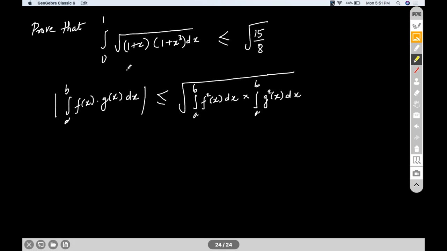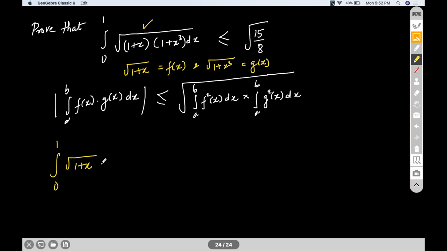Okay, so here you can treat under root of 1 plus x as your f of x, and under root of 1 plus x cube as your g of x. Please note, you don't have to take a mod because it's going to be a positive answer, as this is already a positive quantity and you're integrating from a lower value to a higher value. So this mod becomes redundant. So 0 to 1, you can write this if you want like this, because both are positive quantities individually as well.